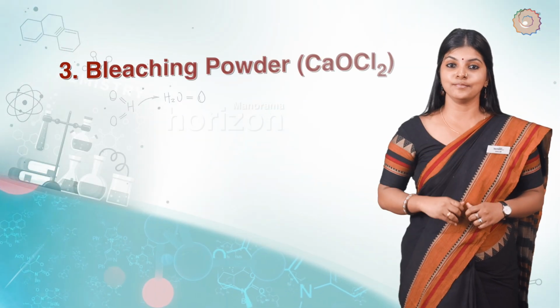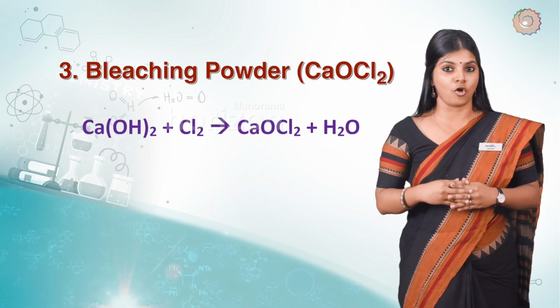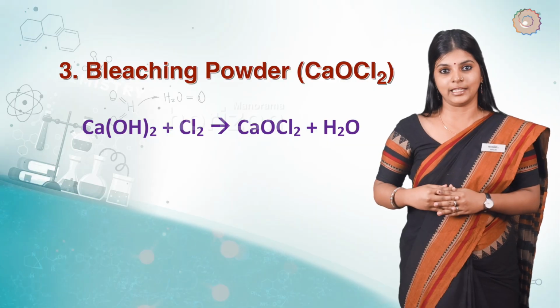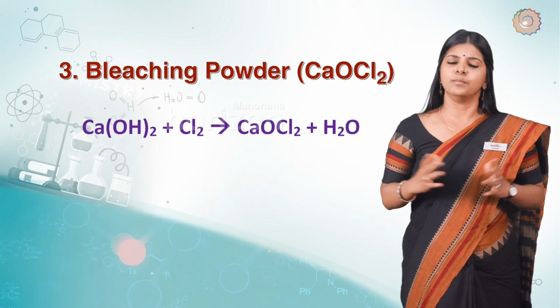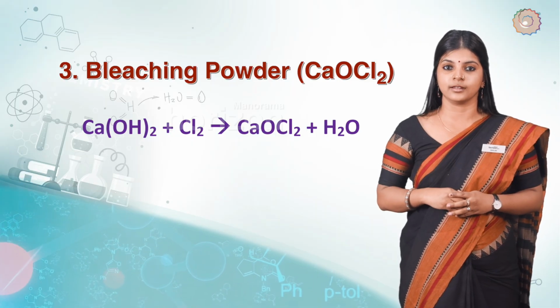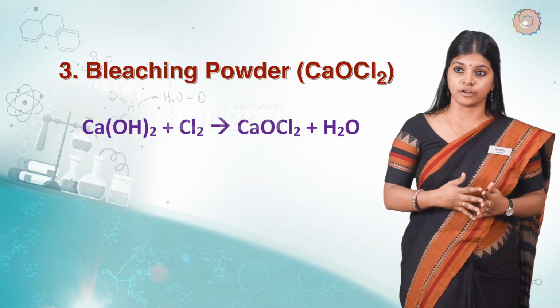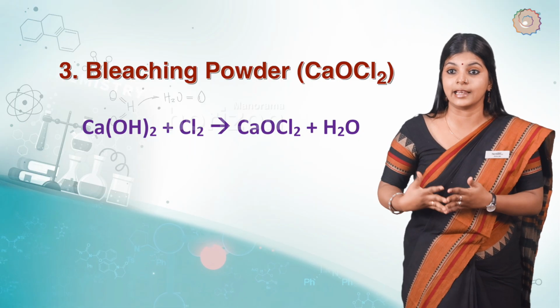Now coming to the third important compound, which is bleaching powder. It is chemically calcium oxychloride, that is CaOCl2. It is a solid which has a yellowish white color. Bleaching powder can be easily identified by the strong smell of chlorine. It is obtained from calcium hydroxide and chlorine, and therefore it is also known as the chloride of lime.